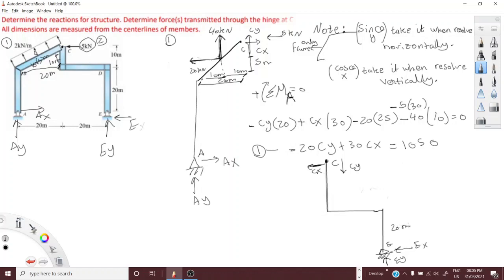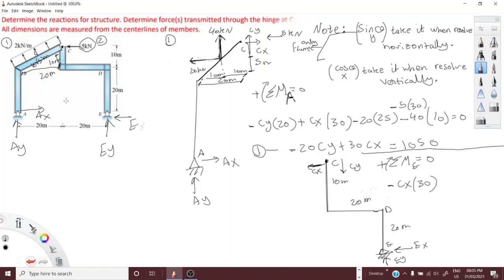Here we have 20 meter, here's D, here's 20 meter, here's also 10 meter. Okay, summation of moment, you can solve it. Summation of moment at E, clockwise positive, equal to 0. So Cx, counterclockwise, minus Cx times 10 meter plus 20 meter, which is 30 meter. And you have a force which is downward.